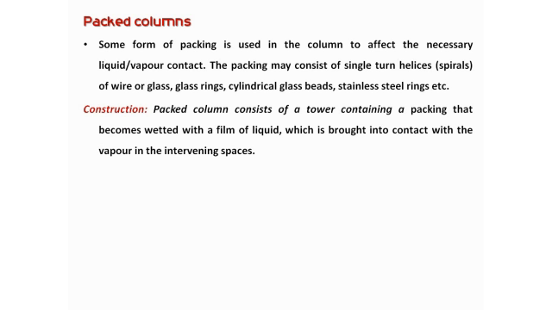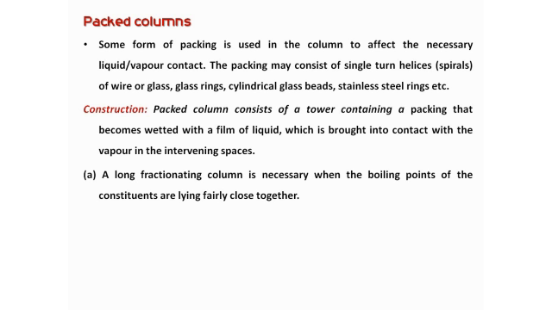Now the construction, how the packed columns are made. The packed column consists of a tower. Tower means just like a vessel, a long standing vessel, or you can say a burette like structure. The packed column consists of a tower containing a packing that becomes wetted with a film of liquid which is brought in contact with the vapor in the intervening spaces. This means that when the packed column is placed above the steel, it first of all gets wetted by virtue of the ascending vapors from the flask or from the steel, right?